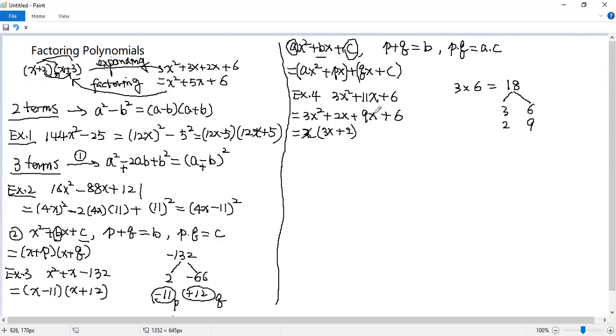The greatest common factor for the last two terms is 3, so we take it out. 9x divided by 3 equals 3x, 6 divided by 3 equals 2. So we create a new common factor, 3x plus 2. We take it out. So (3x plus 2). The leftover for the first term is x, and the second term is 3 because the 1 is gone.